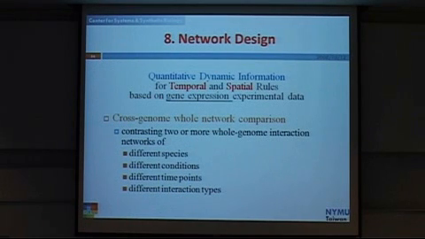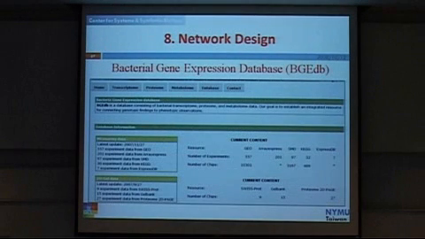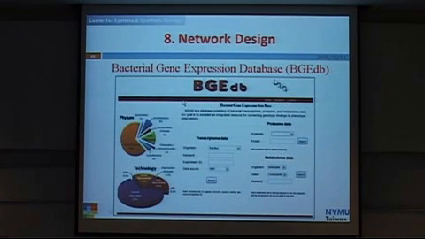Not only so, we also put gene expression experimental data in to make the whole network dynamic. So now you have quantitative data. You can use them for temporal and spatial rules, so you know what genes will be turned on at what time, under what conditions. So we have this bacterial gene expression data composed of transcriptome, proteome, and metabolome. All those are gene expression data from experimental results.